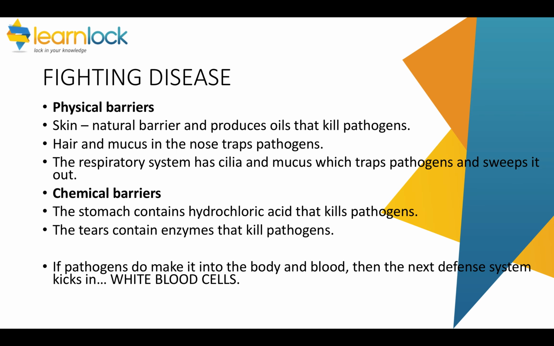Physical barriers. This includes your skin, which is a natural thick barrier that stops pathogens getting in and also produces oils that kill pathogens. There's hair and mucus in your nose that traps pathogens, and your respiratory system, so your trachea and your bronchi, have cilia, which are tiny little hairs, and mucus, which traps the pathogens and then sweeps them out. There's also chemical barriers.